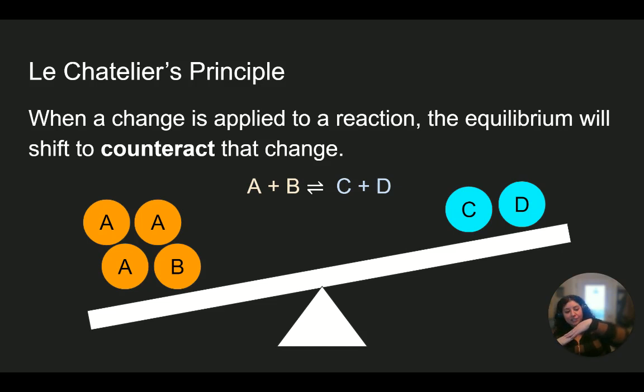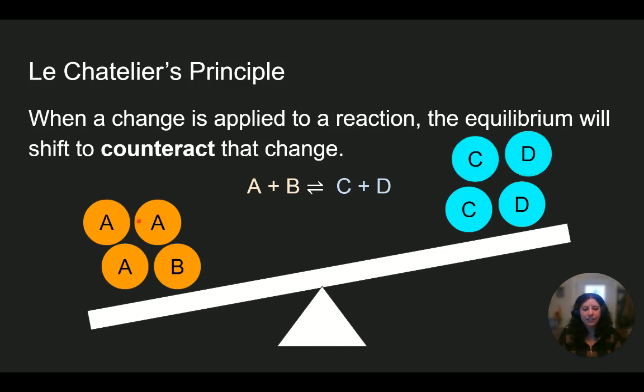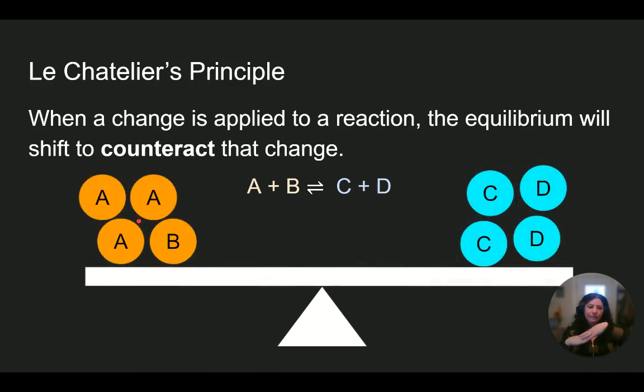So to counteract that change, what do we need to do? We need to push the seesaw in the other direction. And that would essentially be making more products. And now we've evened out our balance. We're back in equilibrium.